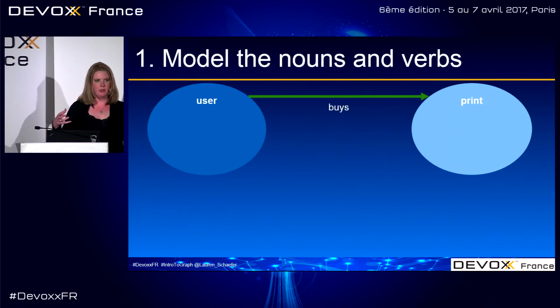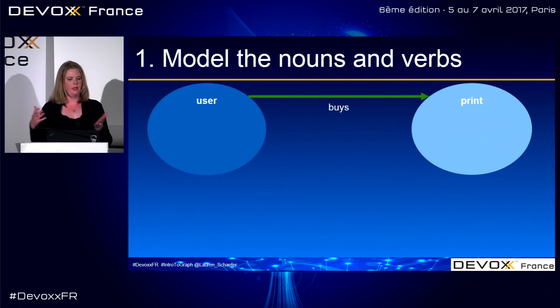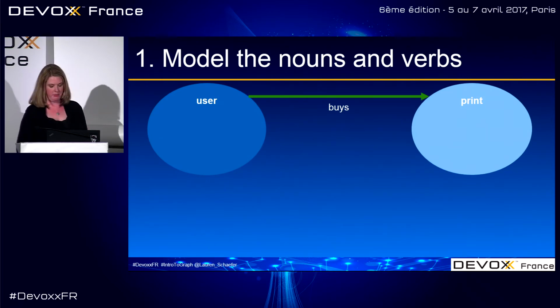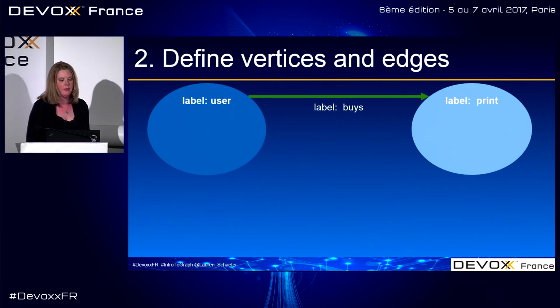And the way we're going to interact between the user and the print is that a user is going to buy a print. So my verb is buys. So pretty straightforward there. Next thing I want to do is define my vertices and edges. So I've got my user vertex, my print vertex, and the buys edge.